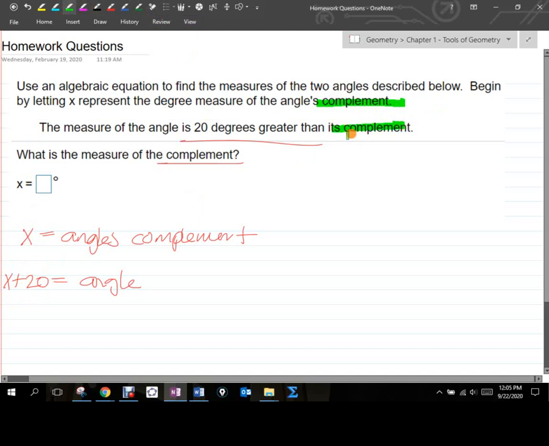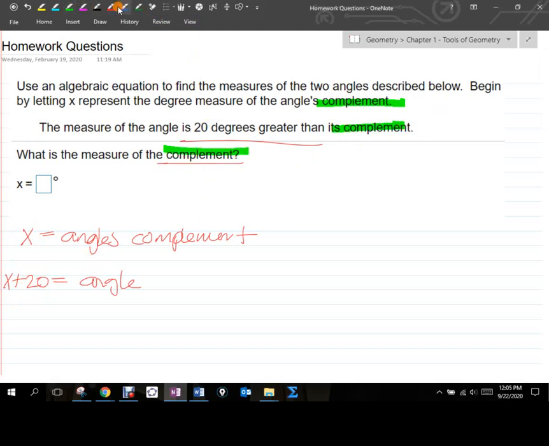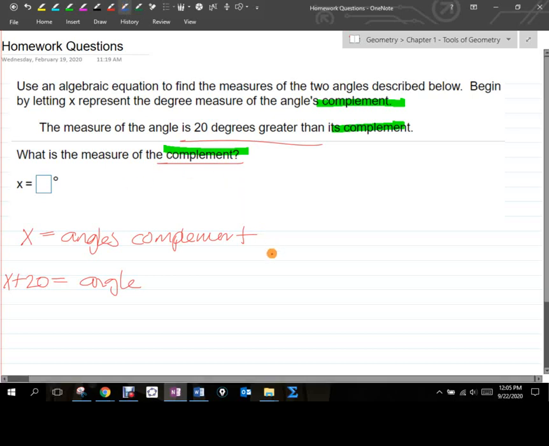And they're talking about complements, right? Okay, what are complementary angles? What's the relationship? They add up to 90 degrees. So I'm going to have x plus x plus 20. That's one angle. There's my second angle. And they should add up to 90 degrees. So that's 2x plus 20 equals 90.